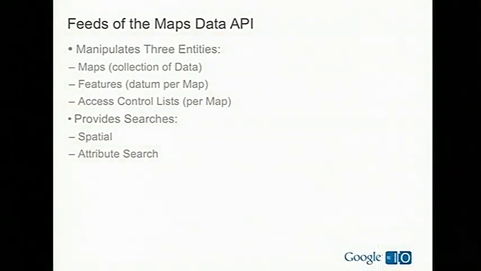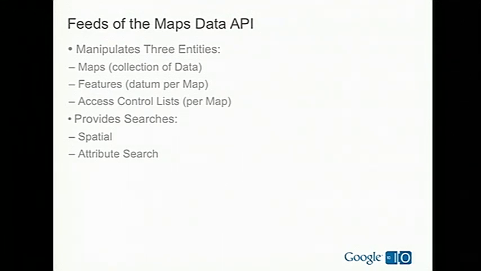The Maps Data API works through the concept of feeds. These feeds manipulate three different entities in the Maps Data API. We have feeds for maps, which account for a collection of data. Now, I don't want to confuse you and say that we have a feed that allows you to create what is known as the Google Maps map with the tiles and the paint and all that. A map here would be a collection of geographic data.